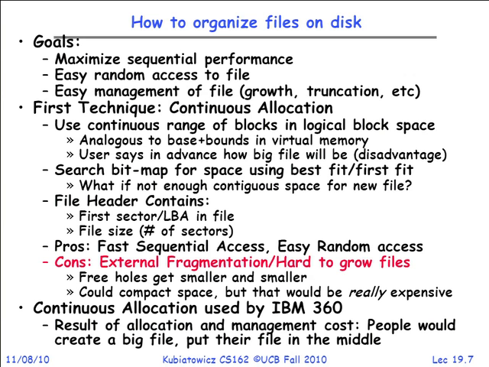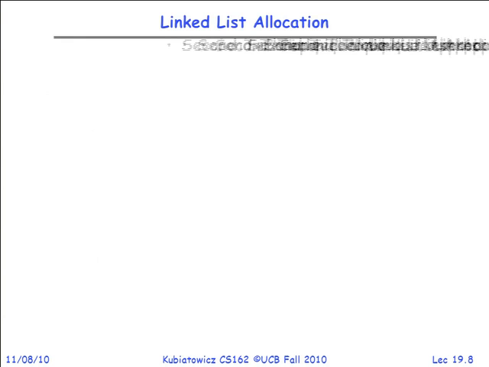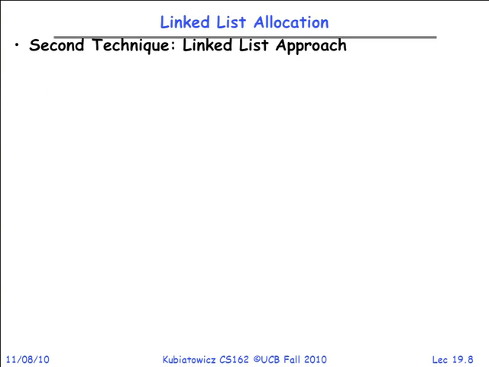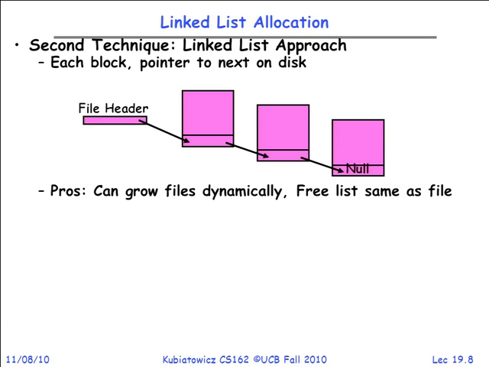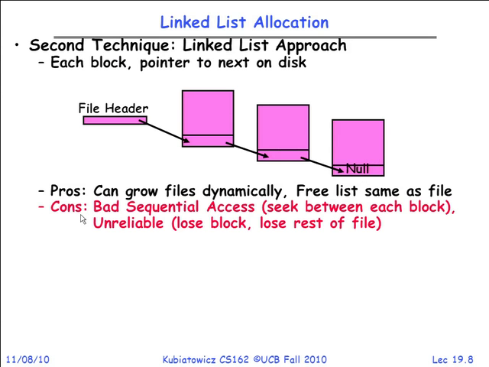All right. So another option is we could link blocks together. Our header for the file is basically a pointer to the first block, and then each block has a pointer to the subsequent block until you hit the null pointer, and then you're done. Okay? So the pros of this is you can easily grow the file dynamically. In fact, the free list could look exactly the same as a file. So the free list is just a huge file that has all the blocks that aren't used in it in a linked list. Okay? Cons, really, really bad sequential access.